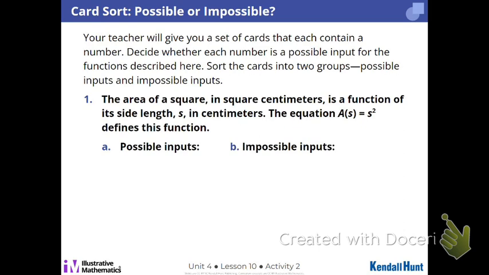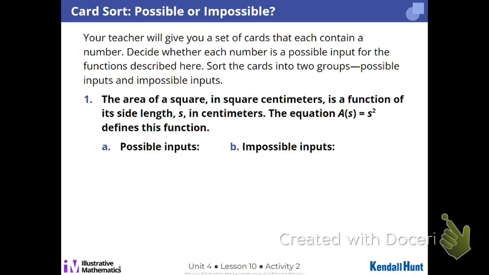What you have here is a situation with inputs and outputs for the side of a square and the area of the square. You're going to get this set of numbers that I have in my hands, and it's your job to say which of these are possible to be inputs and which ones are not possible to be inputs. So in your math notebook, 2 columns, possible and impossible.